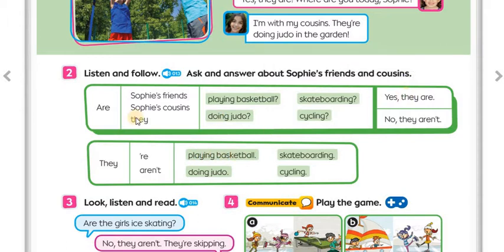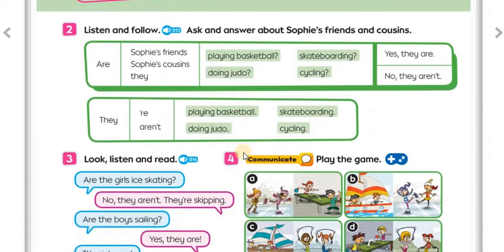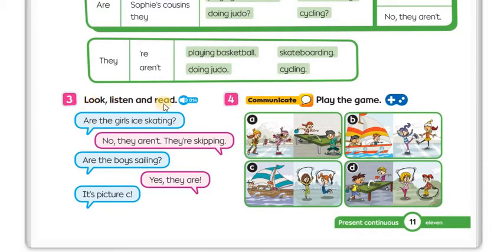Well done. So, I asked you, are Sophie's friends doing judo? You said, no, they aren't. Are Sophie's cousins playing basketball? No, they aren't. They are doing judo. Are Sophie's friends doing judo? No, they aren't. They are playing basketball, right? Perfect. And have a look at exercise 3.